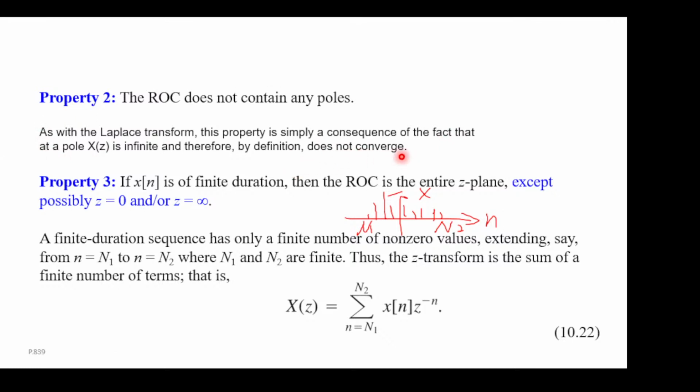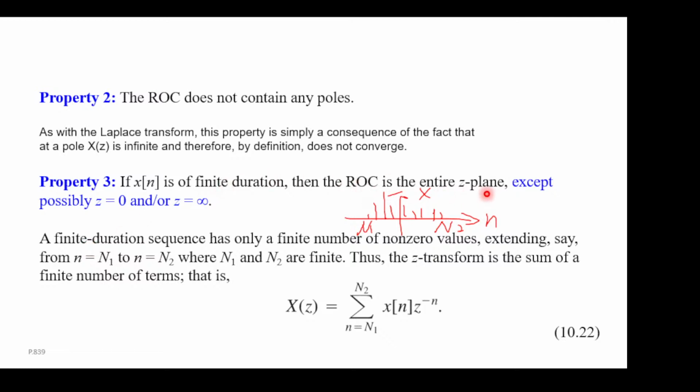And then property 3, if you are finite duration, then your ROC is the entire z-plane. So up until this part it is the same as the Laplace transform, but then we have a caveat. It's actually not the entire z-plane, because you might not include z at 0 or z at infinity. Okay, so this is a bit tricky. So it's the entire plane except possibly two points, z at 0 or z at infinity. Okay, and let's see the first part.